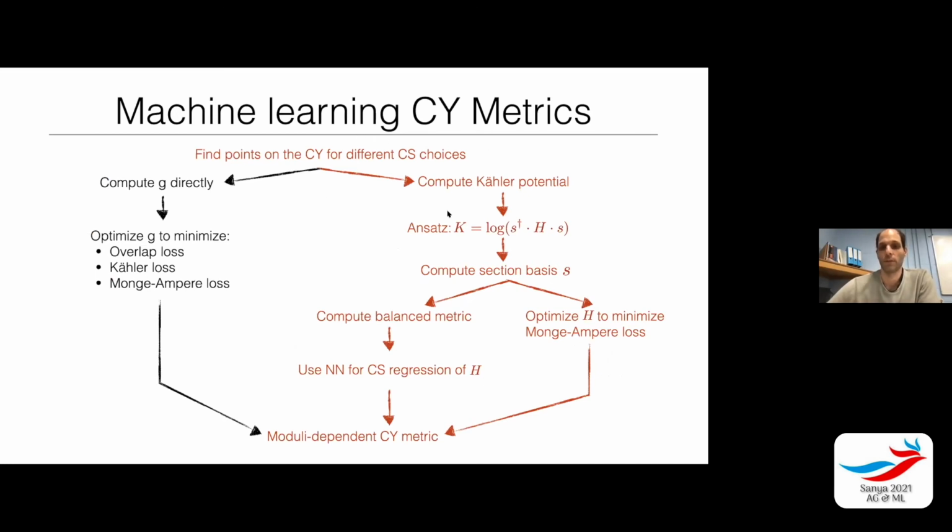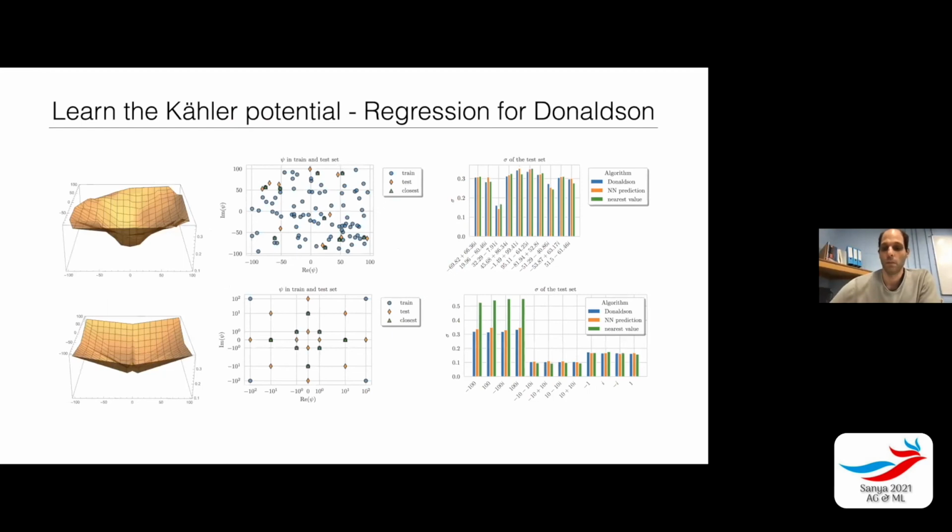If you chose the other route, you would find the following. What I plot here is the approach where we did regression for the Donaldson algorithm, meaning we just went to the Donaldson algorithm from 20 years ago, computed the metric at different points, and then did a regression with the neural network to learn the complex structure moduli dependence. And what you find if you do this dense sampling of complex structure moduli space is this sigma loss that you get.